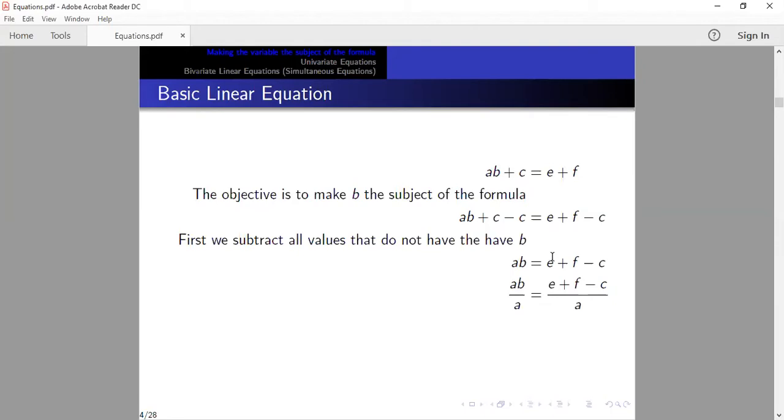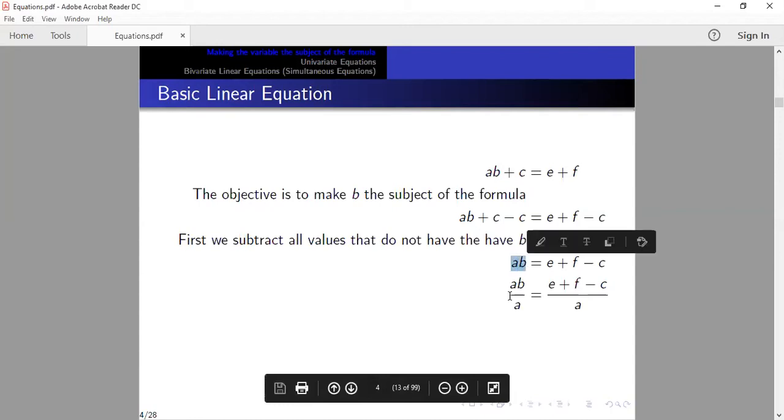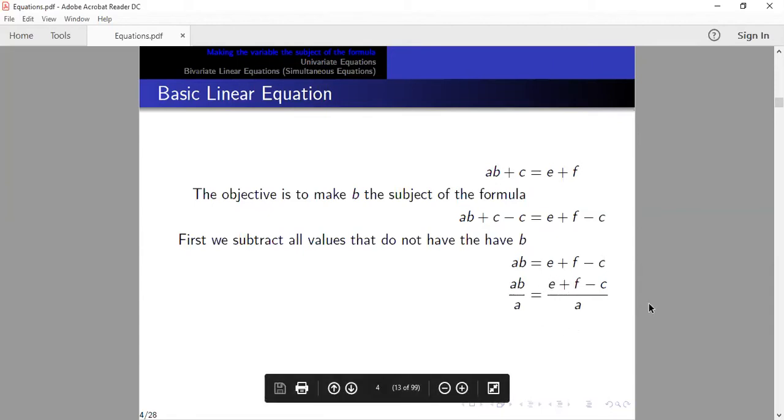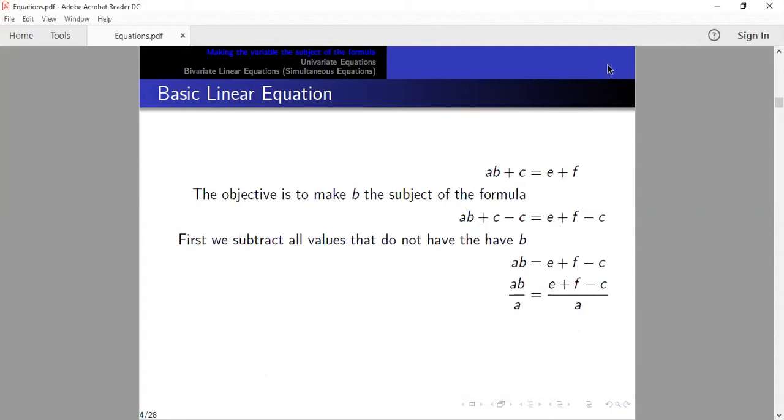And again, remember, what is the left-hand side? This is the left-hand side. This is the right-hand side. So when we divide, we divide all of the left-hand side and all of the right-hand side. We don't just divide the left and then divide maybe only E or only F. We divide everything on the right, just like we've divided everything on the left. So we are then left with B standing alone.